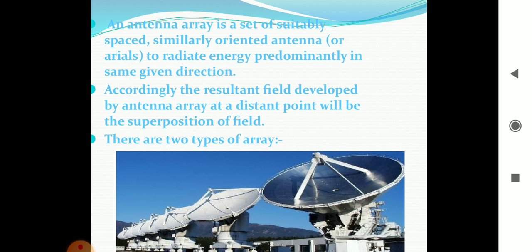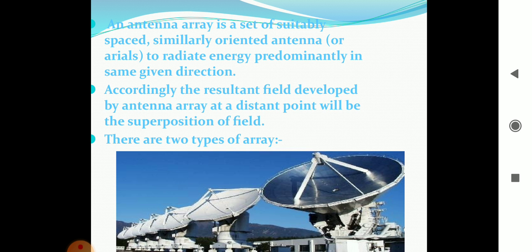An antenna array is a set of suitably spaced, similarly oriented antennas or aerials in which energy is radiated predominantly in the same given direction. Accordingly, the resultant field developed by the antenna array at a distant point will be the superposition of fields.